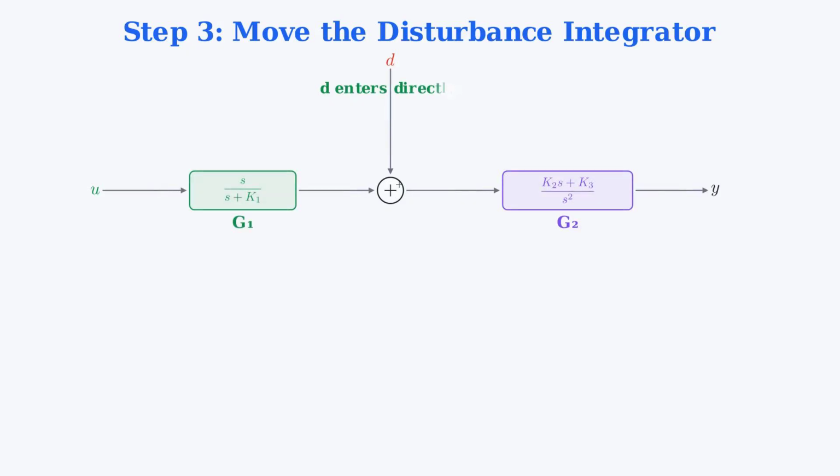Here is the trick. If we remove 1 over S from D's path, we must compensate. We multiply the path before the junction by S, which is the inverse of 1 over S. And we multiply the path after the junction by 1 over S. Before the junction, 1 over S plus K1 times S equals S over S plus K1. After the junction, K2S plus K3 over S times 1 over S equals K2S plus K3 over S squared. Now D enters the junction directly, and we have our target form.